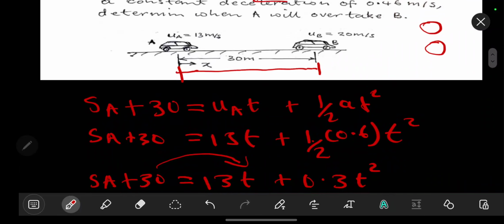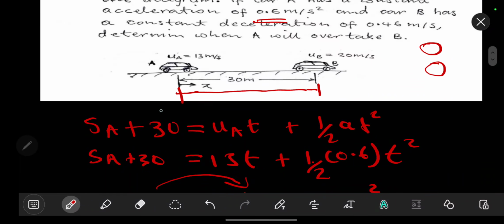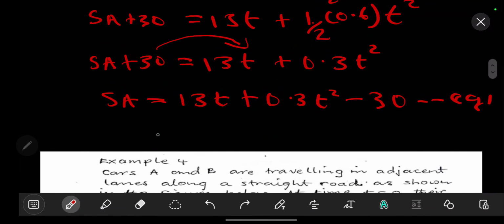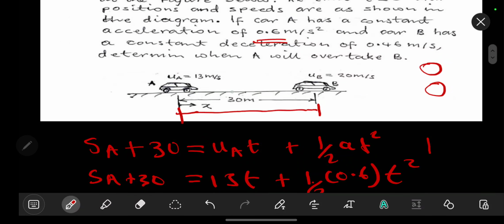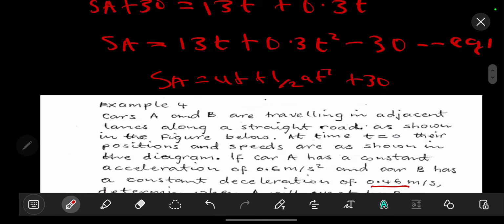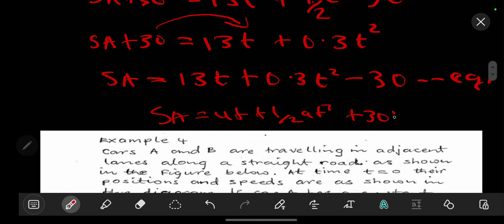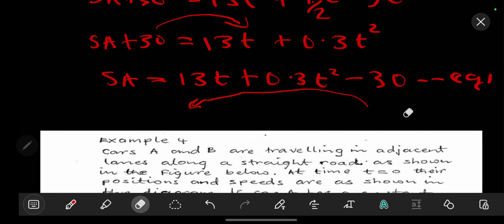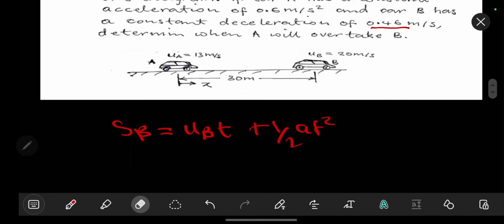Now let me emphasize on something. This 30, you don't add the 30 here. We don't say SA should be equal to, let's say, UT plus half AT squared plus 30, since the separating distance is 30. We don't add the 30 here. In the actual sense, if you add the 30 here, it means you are subtracting. When you take it this side, it will be your SA minus 30. So you always add the 30 this side. Take note of that, just in case you're doing a similar calculation.